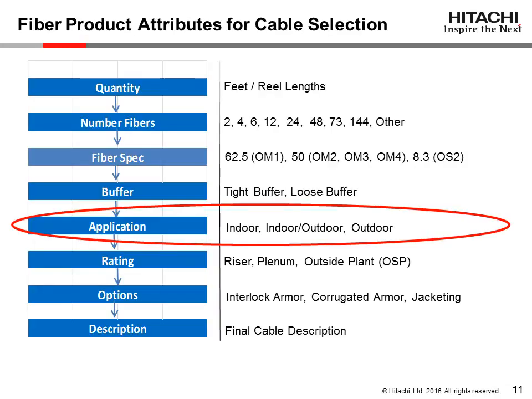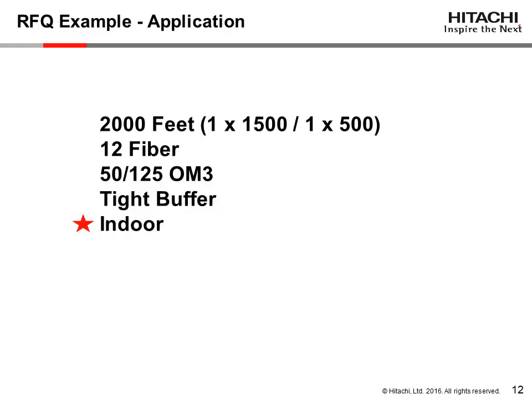The application callout begins to finalize the other remaining cable options. Whether the cable is for indoor use, indoor-outdoor, or outdoor/outside plant, knowing the application will help zero in on the final cable design. In addition, the cable callout may also include the type of application, such as suitable for underground duct, lashed aerial, riser backbone, or air handling plenum. As we have already seen, Hitachi designs many cables for multiple applications. In this RFQ example, the cable will be installed indoors.